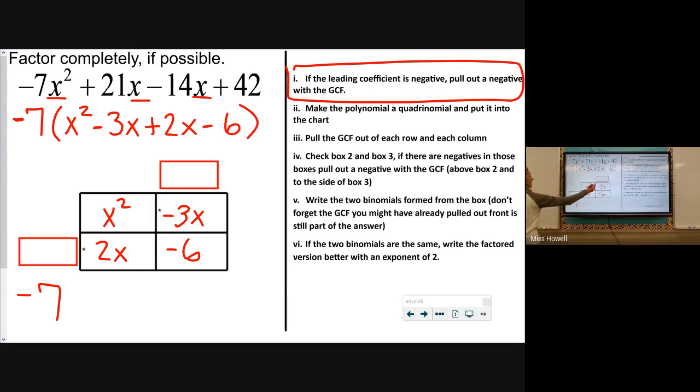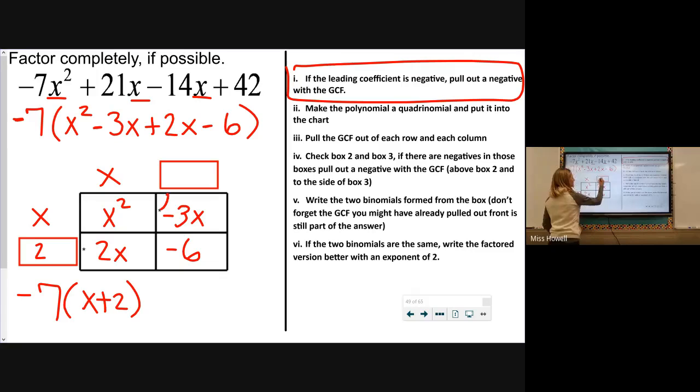All right, top row, they both share an x. That's it, nothing else. Bottom row, they both share a 2. So one of our factors down here would be an x plus 2. All right, our columns going this way, x squared and 2x. Again, they just share an x. That's it, no number. And -3, oop, this is negative, bring it out. -3x and -6 both share a -3. So our other factor here is an x minus 3.